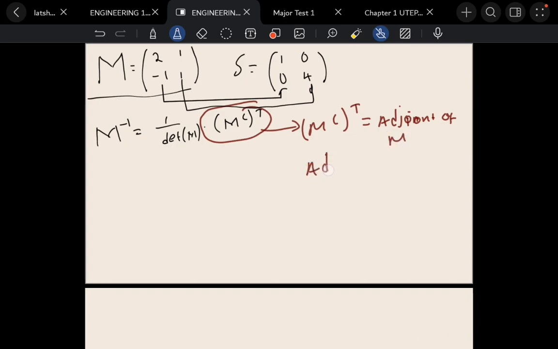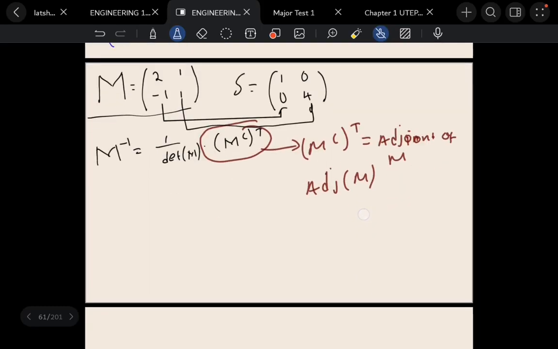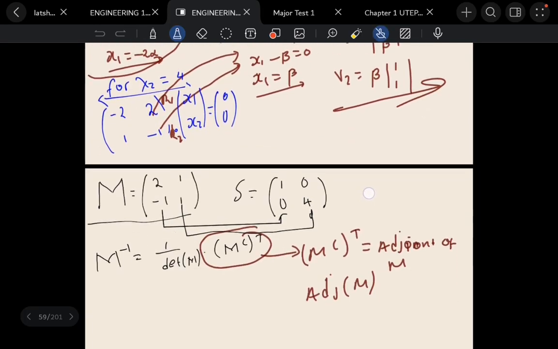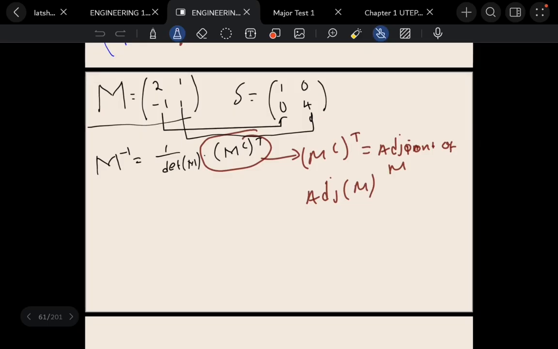It's always going to be written in this form: the adjoint of m, to the power c, all to the power m. Now to get the inverse, first we need to find the determinant of a. So let us do that.